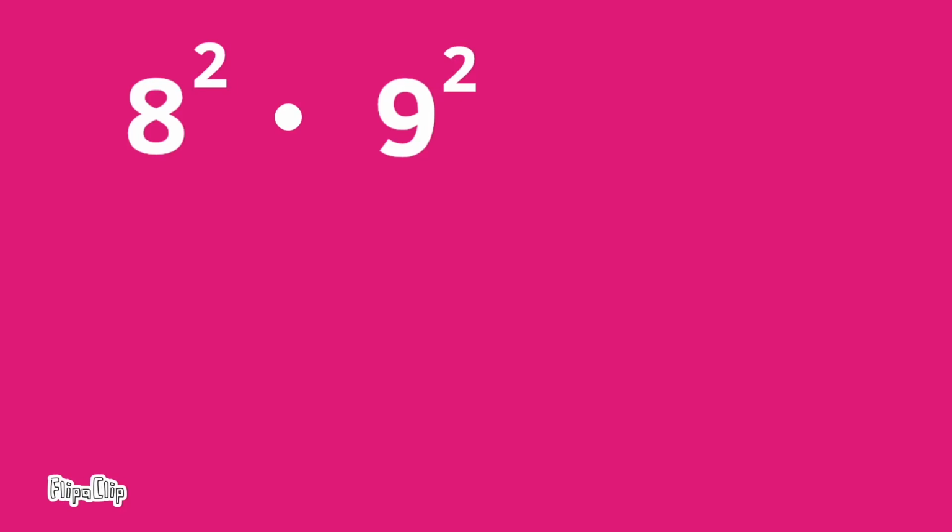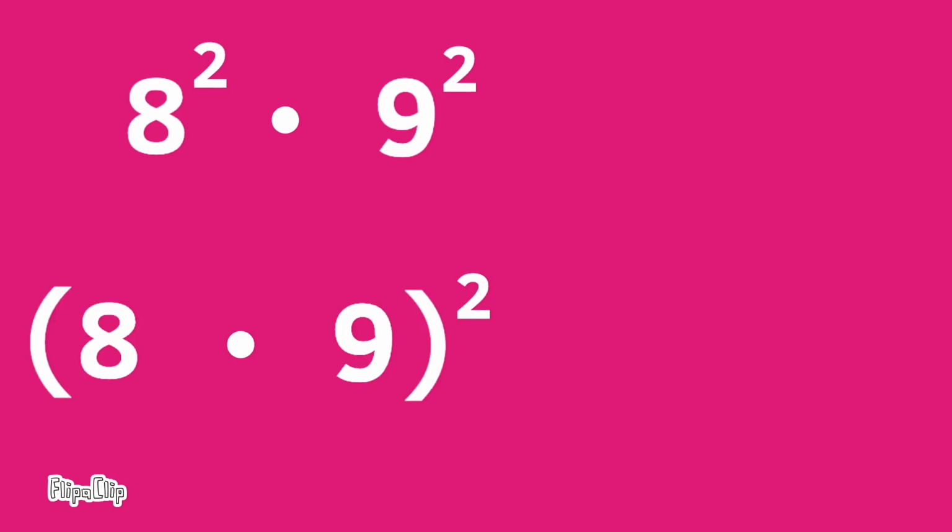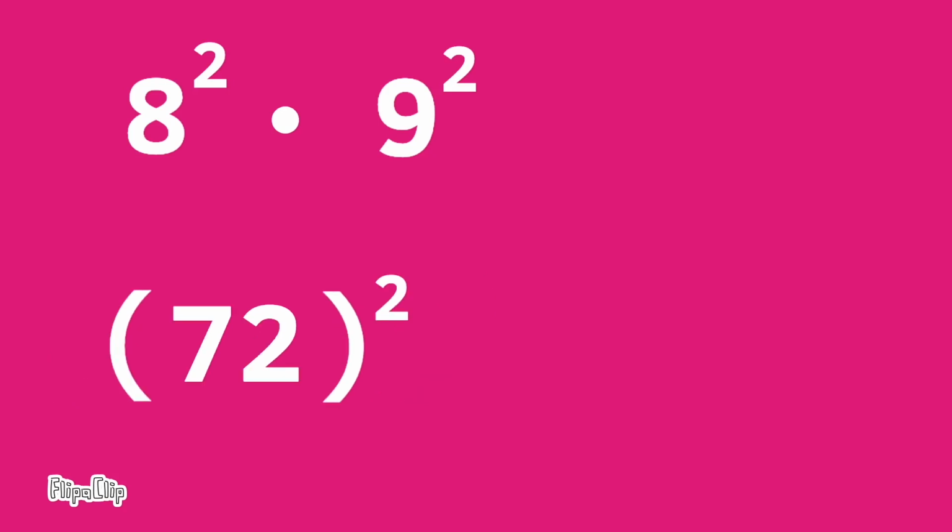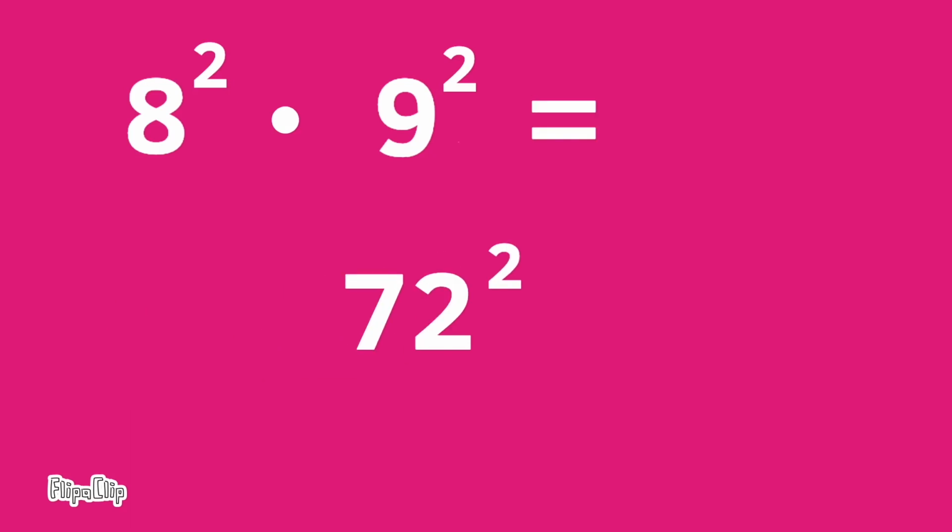Now let's try one that has the exponents the same, but the bases are different. 8 to the power of 2 times 9 to the power of 2. Since the exponents are the same, we can put the exponent on the outside of the parentheses and put the bases on the inside. 8 times 9 equals 72. So 8 to the second power times 9 to the second power equals 72 to the second power.